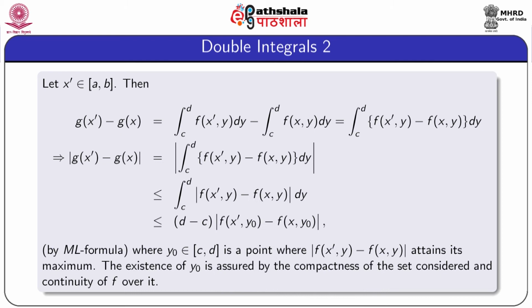Let x' be from the bounded closed interval [a, b]. Then the difference between g(x') and g(x) is the integral over c to d of f(x', y) minus f(x, y) dy. This implies modulus of g(x') minus g(x) is lesser equal to the integral from c to d of modulus of f(x', y) minus f(x, y) dy, and that is lesser equal to (d minus c) into modulus of f(x', y0) minus f(x, y0). Here we used the ML formula to get this result.